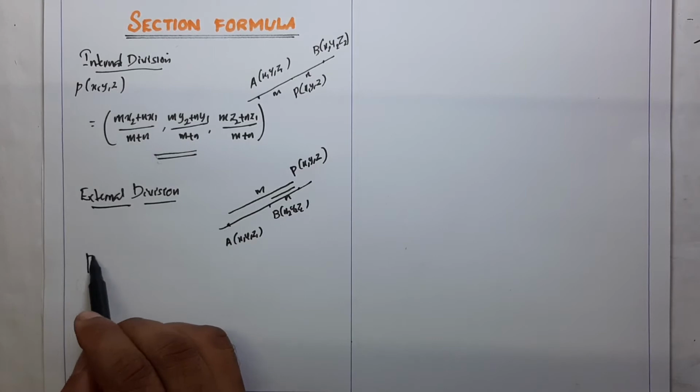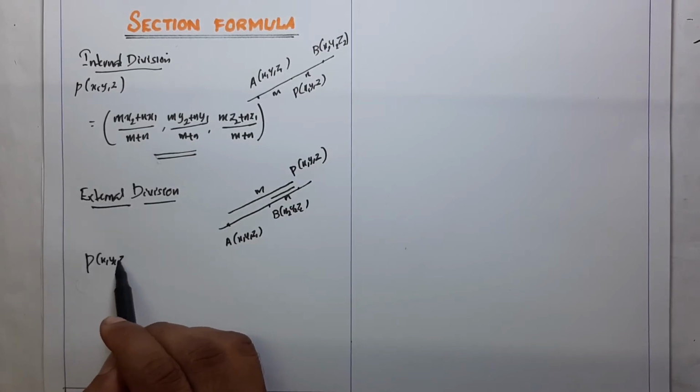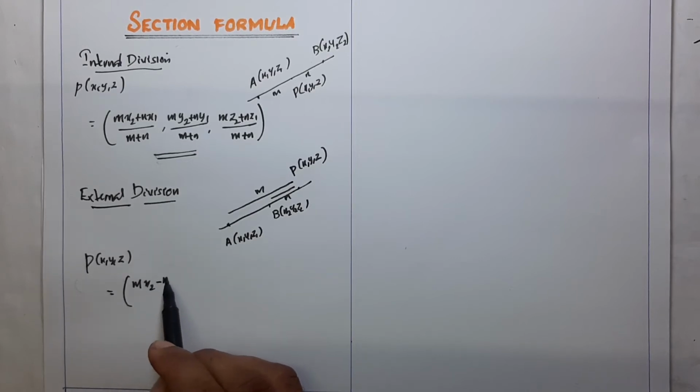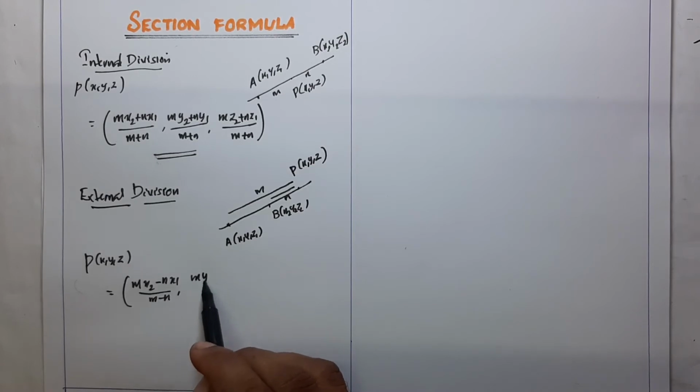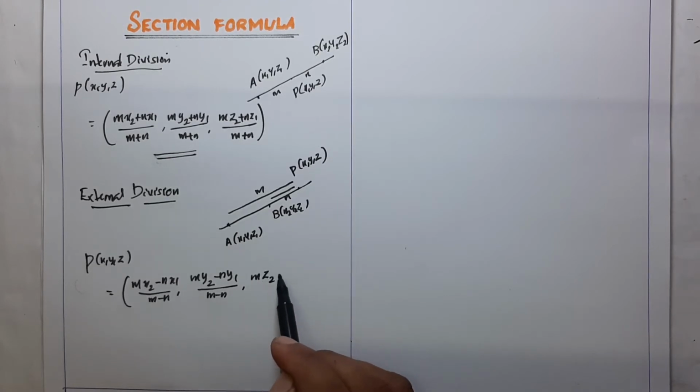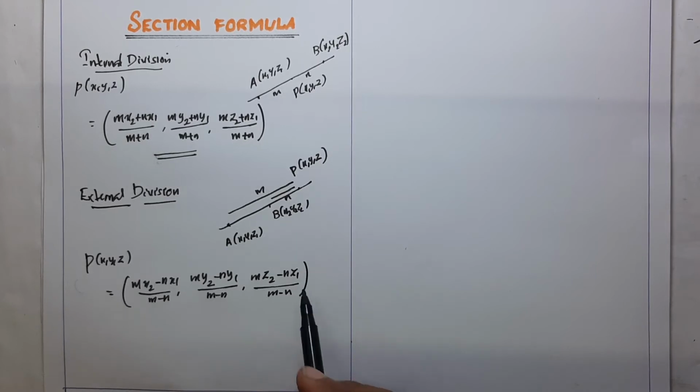Then the coordinate of P(x, y, z) is, using the formula, ((m x2 - n x1)/(m - n), (m y2 - n y1)/(m - n), (m z2 - n z1)/(m - n)). This is called the section formula for external division. That means our required point lies outside AB.